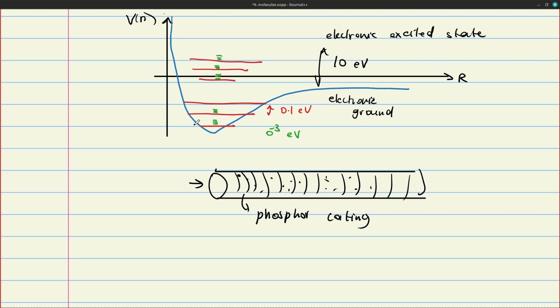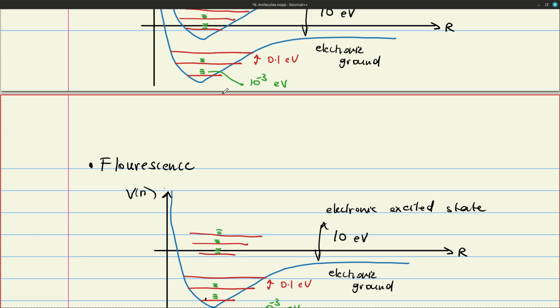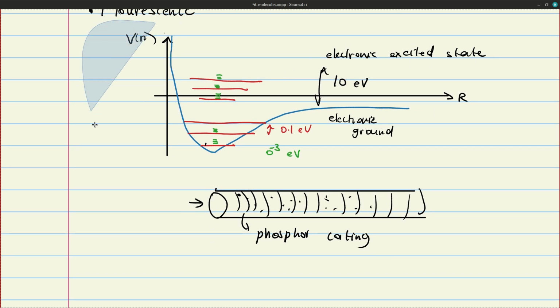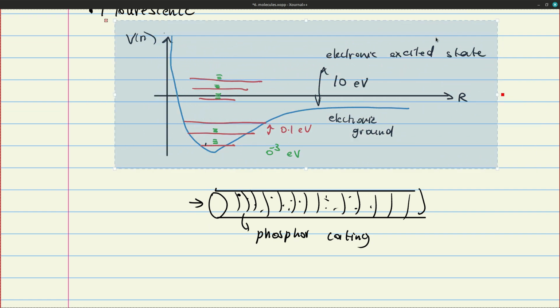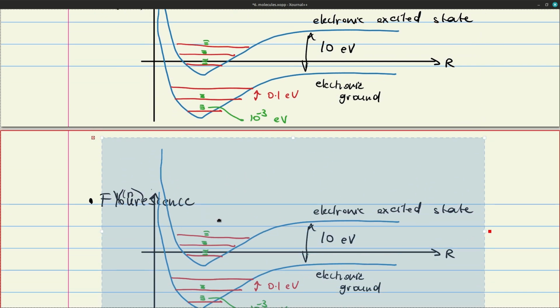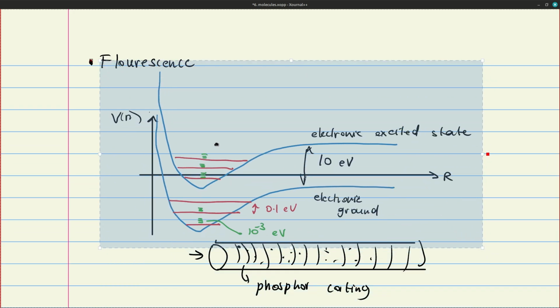You take this phosphor, in molecule form in your material. Unfortunately I didn't get the second level, so let me try to copy it one more time. I need to get the entire thing. Okay, hopefully, yes, now I got it.